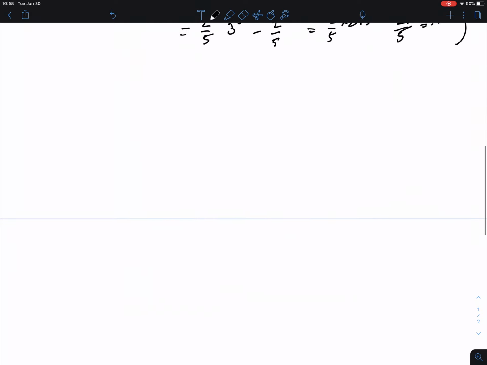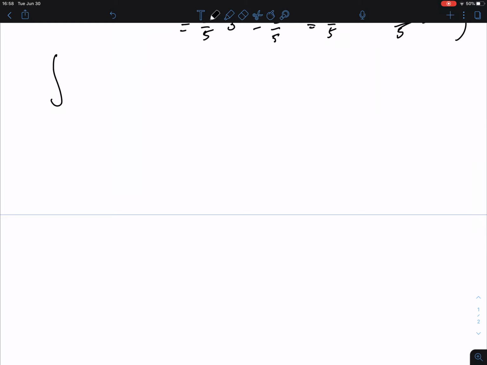Okay, let's do another example. I'll do an indefinite integral again: x cubed plus 2x squared plus 1 divided by x cubed dx. Again, do not let yourself be fooled here. Don't take the antiderivative of top and bottom, because there's no rule like that. There's no quotient rule.